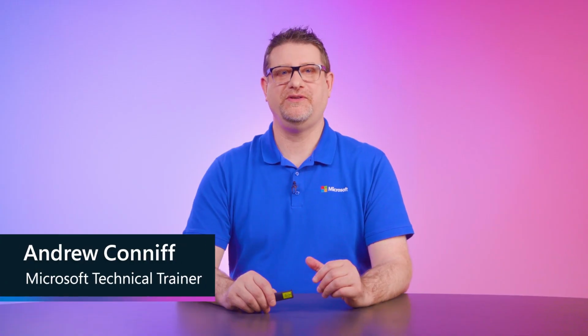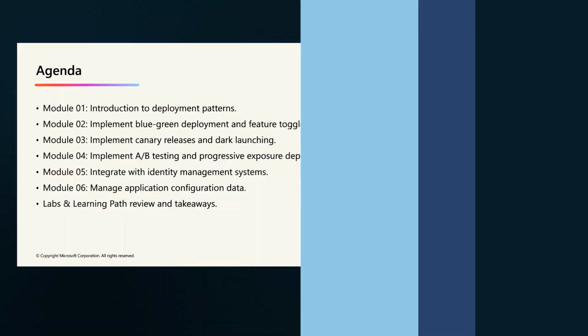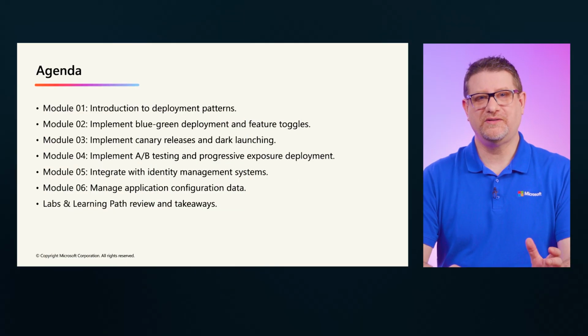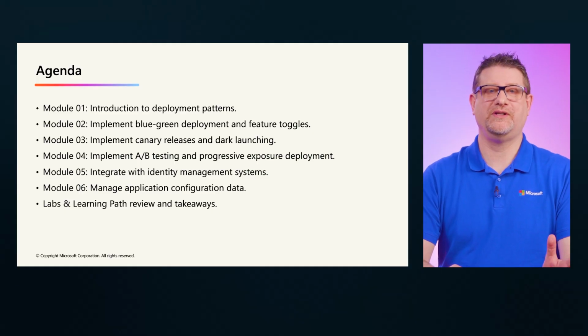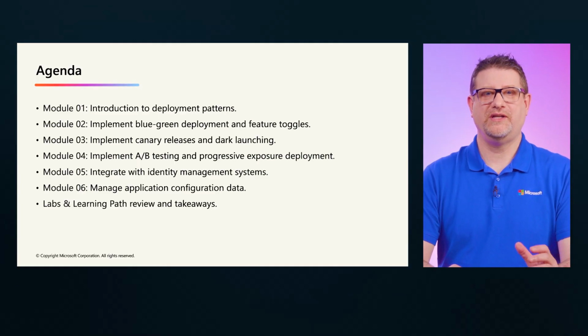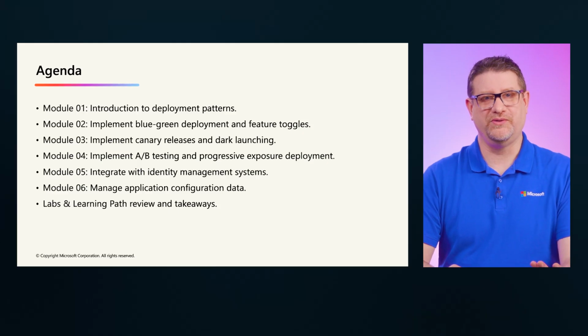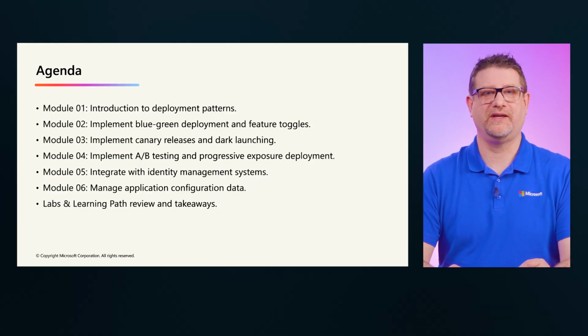Welcome to Learning Path 4, Implement a Secure Continuous Deployment using Azure Pipelines. In this learning path, we'll explore how modern deployment strategies can transform the way that we deliver software. We're going to discover why deployment is more than just releasing code. It's about choosing the right patterns like blue-green and canary releases to minimize risk and maximize reliability.